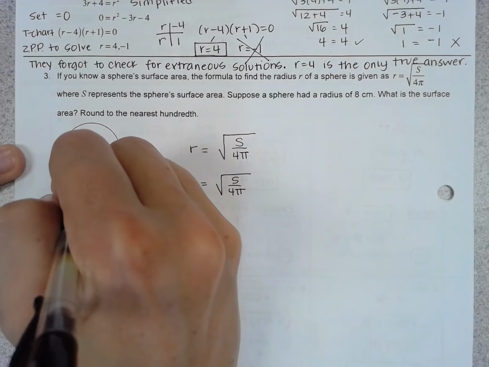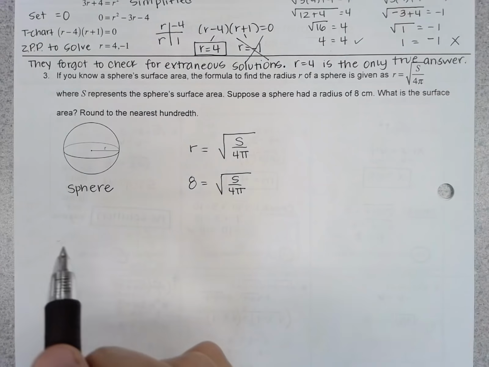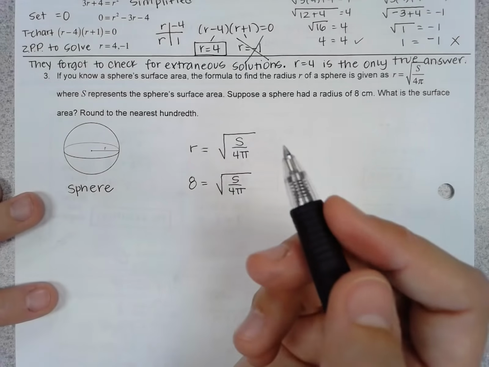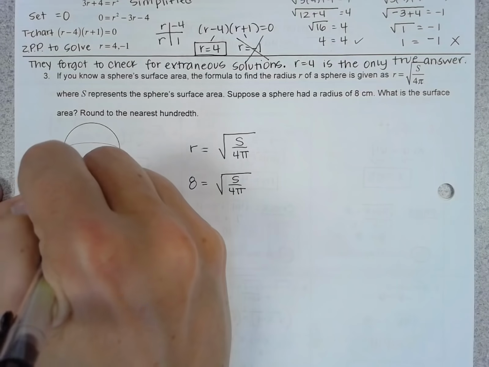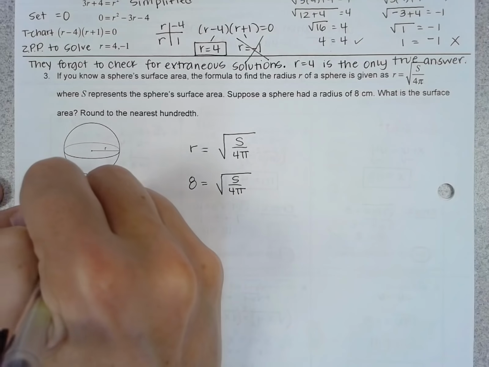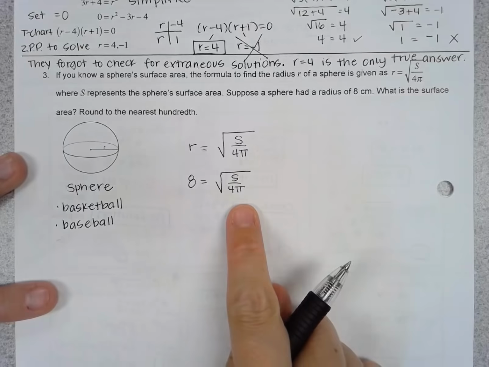I didn't mention this at the beginning of doing this problem, but just remember that a sphere is a 3-dimensional shape. It's like a round circle. Well, circles are round. It's a 3-dimensional circle. So it's like a basketball or a baseball. Those are all examples of spheres. Just to give you some background with that so you know what we're talking about. But back to solving the problem.